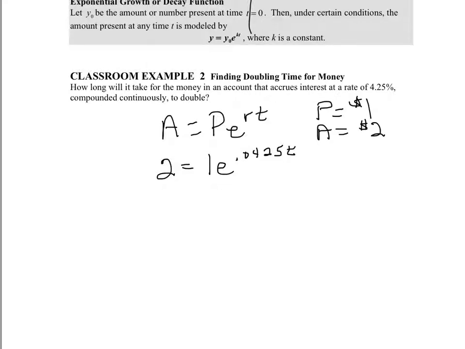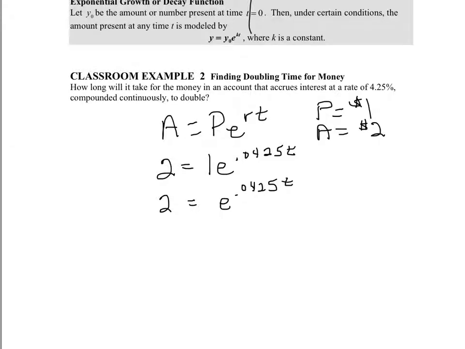Now, if I look carefully at this, either I can think of it as 1 times e to some power is just e to some power. That 1 is not going to affect anything. Or I could actually divide both sides by 1. Either way, I'm going to be left with 2 on the left, and I'm going to have e to the 0.0425t power on the right.